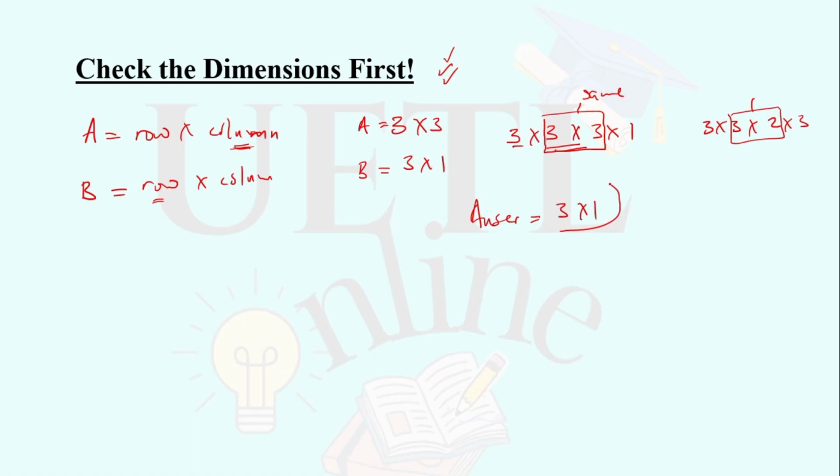Our result is going to be a 3 by 1 matrix. Make sure you remember this. First, check the middle numbers: the number of columns of the first matrix should be equal to the number of rows of the second matrix. The remaining numbers give the size you get. In the other case, you cannot multiply these matrices. That was it on dimensions. Make sure you are able to check the dimensions before you multiply any matrices.